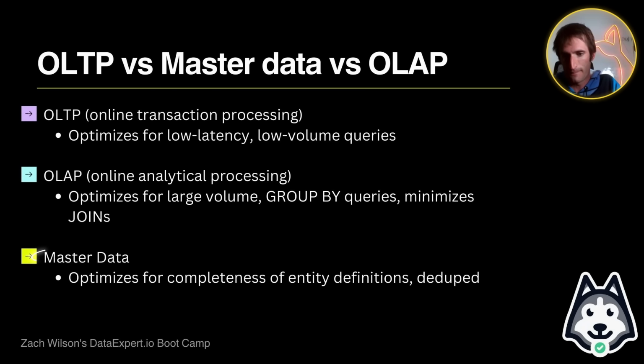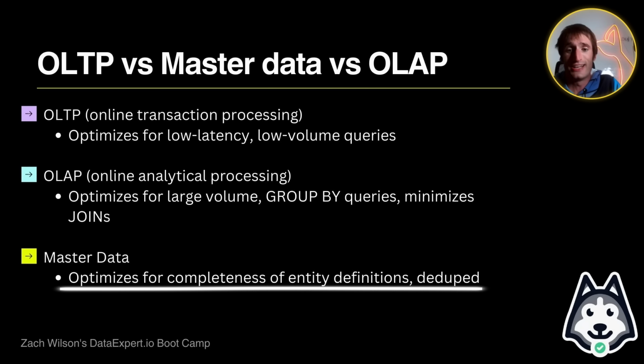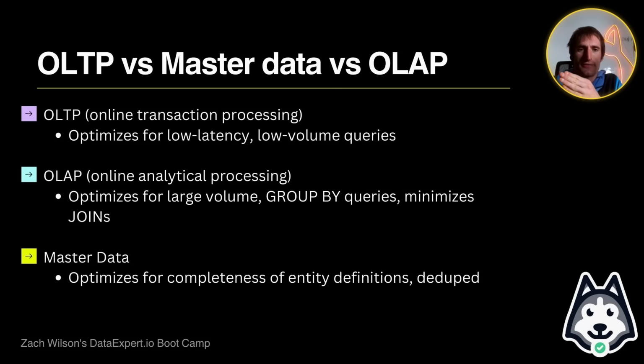We have master data. Master data in this case is optimized for completeness of entity definitions and is deduped. So it's kind of in the middle, right? You have the transaction data, which is deduped, minimized, single record access. And then OLAP is where you bring in all the dimensions to make group bys easy and make analytics easy. Master data sits in the middle between them, because master data can serve OLAP use cases. So what you want to think about here is that there's a continuum.